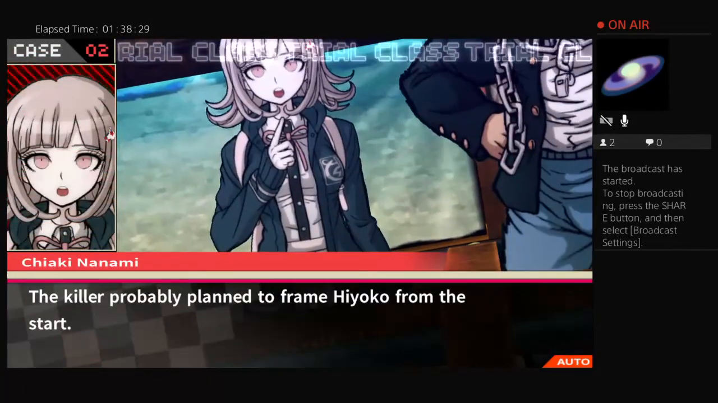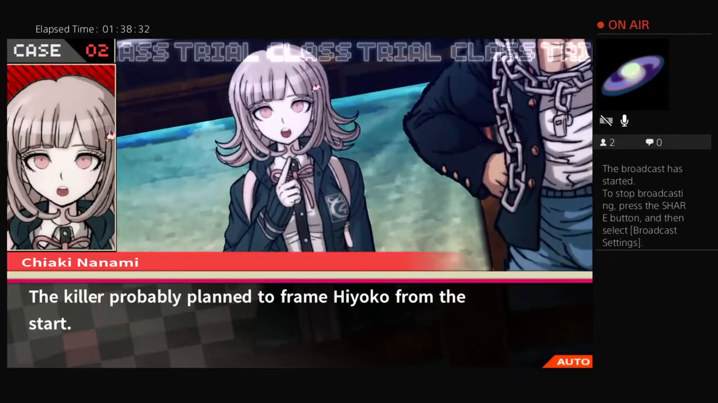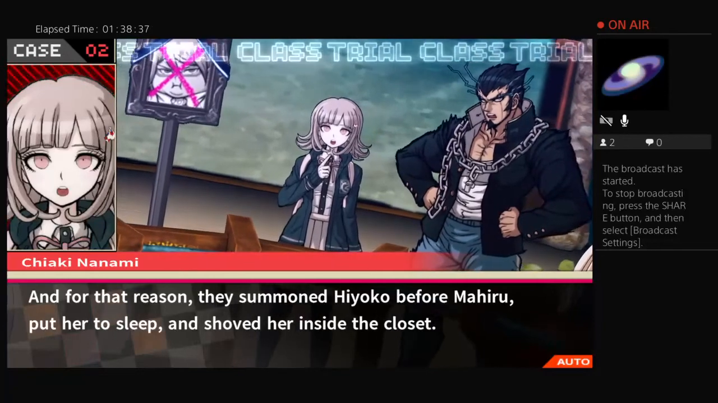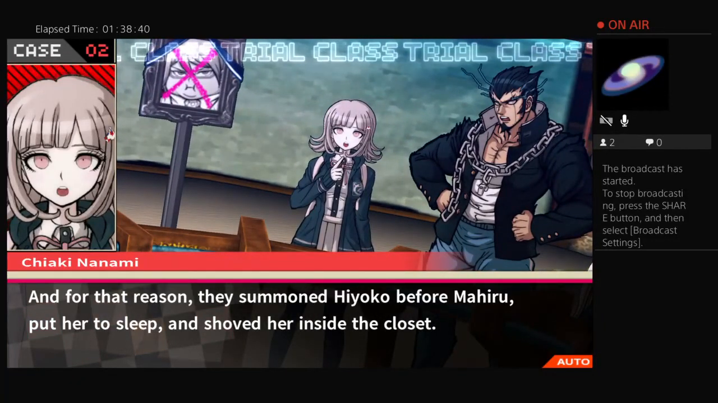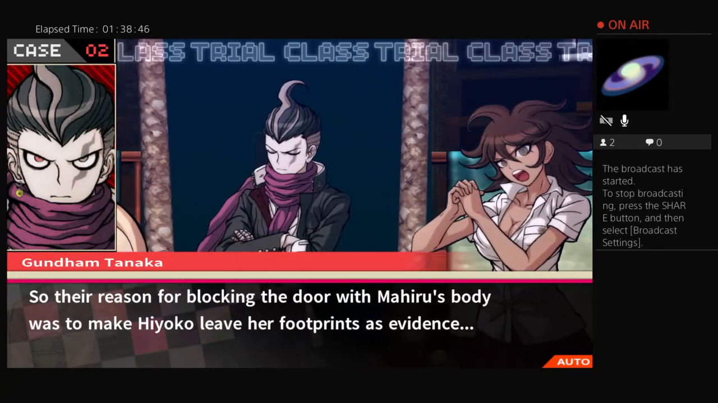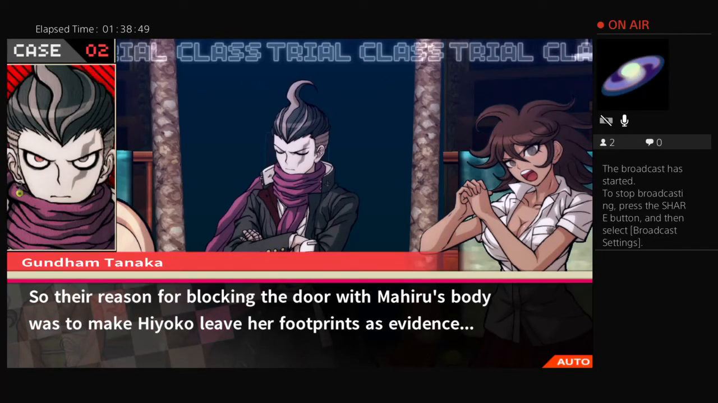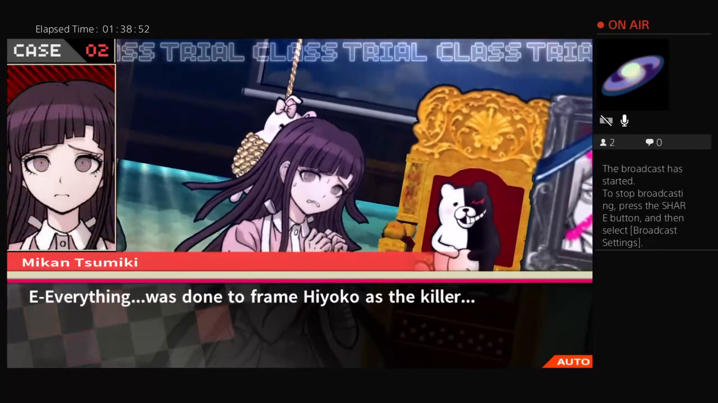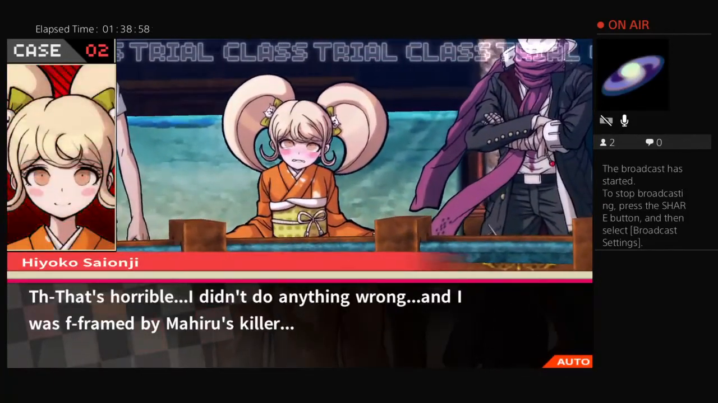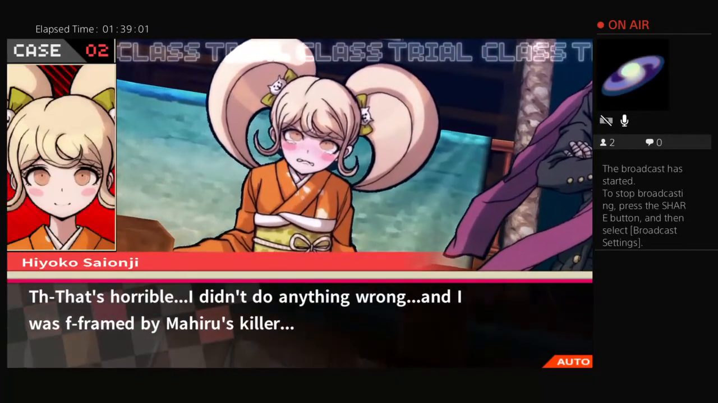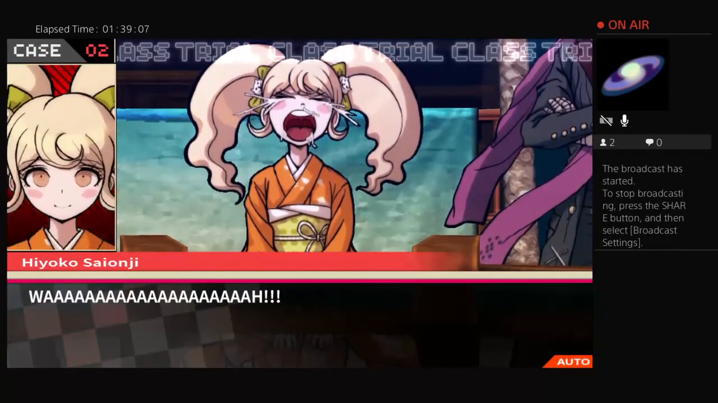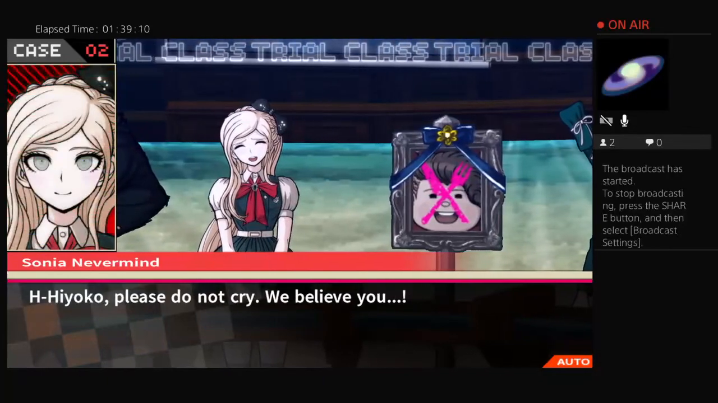The killer probably planned to frame Hiyoko from the start. And for that reason, they summoned Hiyoko before Mahiru, put her to sleep, and shoved her inside the closet. So their reason for blocking the door with Mahiru's body was to make Hiyoko leave her footprints as evidence. Everything was done to frame Hiyoko as the killer. That's horrible! I didn't do anything wrong, and I was framed by Mahiru's killer! Hiyoko, please do not cry.